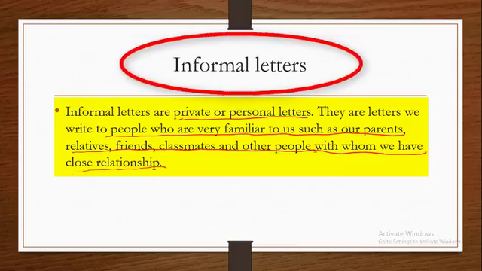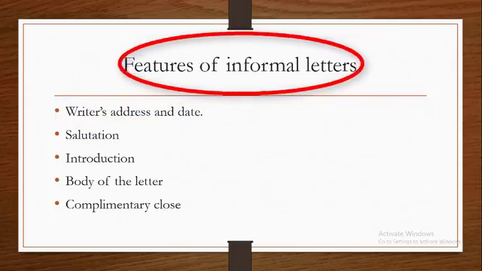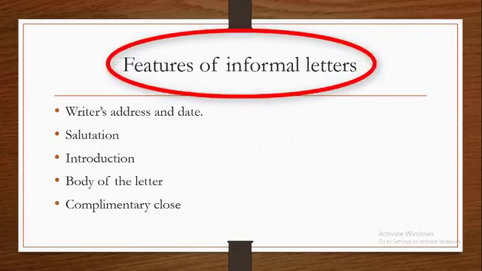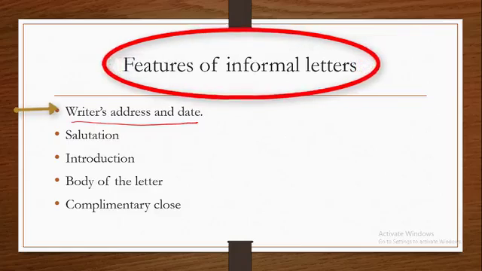It could be your friend in class. It could be your classmate. It could be other people, as long as there is a cordial or close relationship. Now, what are the features of informal letters? They differ a bit from your formal letter. Number one, it must contain the writer's address and date. And you know the way we wrote it the other time. So you must write your address and date.